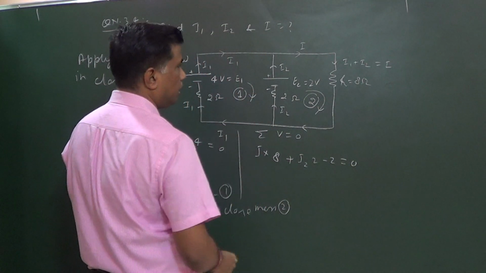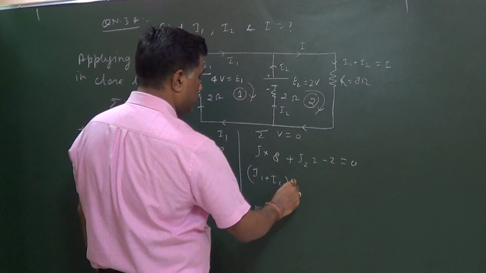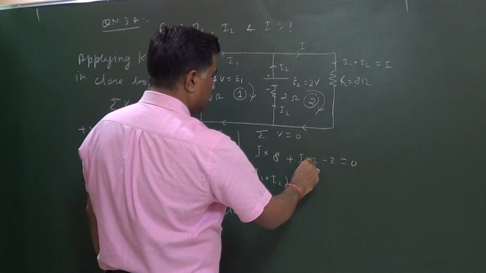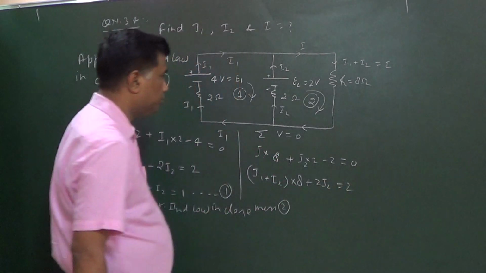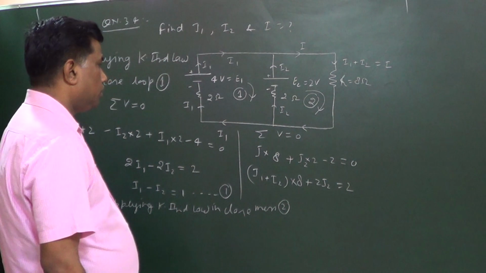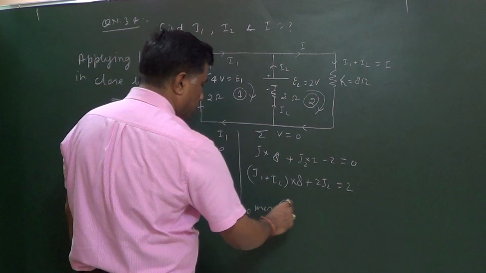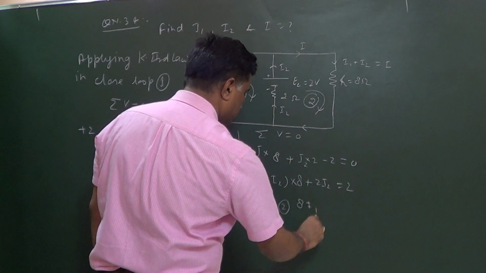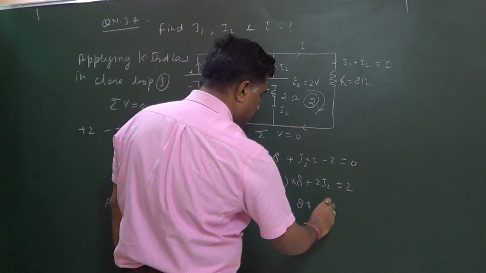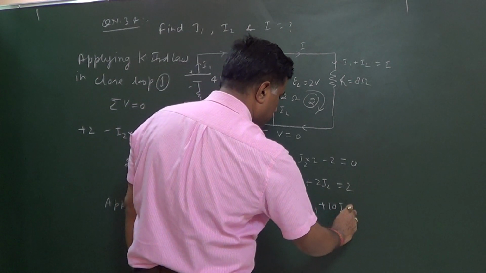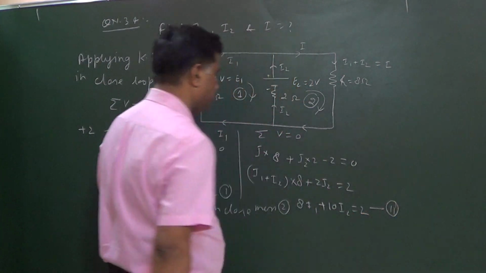At the place of I, write I1 plus I2. So I1 plus I2 into 8, plus 2I2, is equal to 2. So 8I1 plus 10I2, since 8I2 plus 2I2 is 10I2, equal to 2. Suppose this is equation number 2.